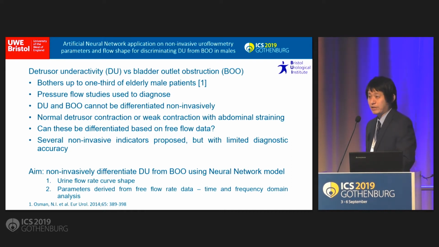We have 2 separate studies. In the first one, we want to try if we can use a pure shape to differentiate these 2 dysfunctions. And our further analysis is by employing parameters which are derived from free flow data in both time and frequency domain.